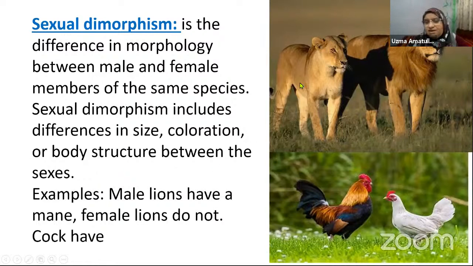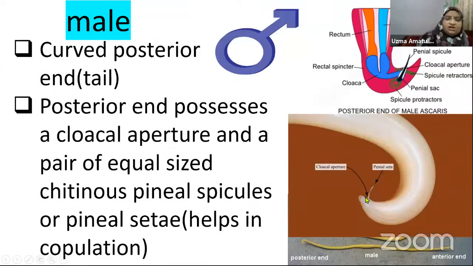You can see this male lion, female lion is called as lioness. You can say lion and lioness. Here you see the cock and the hen. They are also different. This is called as sexual dimorphism. Now, the symbol always you see in the zoology further, you'll be studying. So you'll be seeing this symbol again and again. What is this? To show male, one circle and an arrow. This is the symbol for male, representing male.